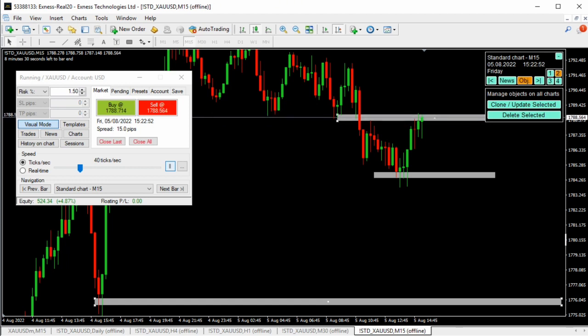Basically, that's it, guys. We risk 1 to 2% per trade. Then if you're looking to compound your account, you can start looking into leveraging your profits. That's how you grow your account.